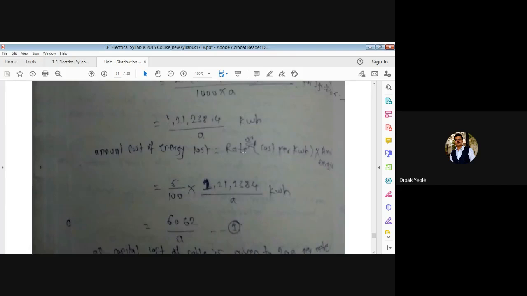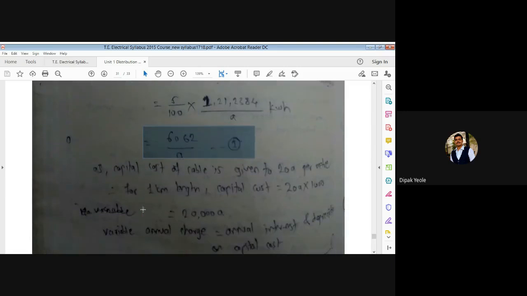After this, they have given the rate. So you have to multiply this by the rate. What is the rate? 5 paise. 5 divided by 100. This is equation number 1. Now, for equation number 2, the capital cost of cable is given as 200 plus 20A per meter. 200 will become 0, because the derivative of a constant is 0. The derivative of 20A will be 20, so you have to consider that factor. For 1 kilometer range, capital cost is 20A into 1000. Multiplying by 1000 for 1 kilometer, it comes as 20,000A.